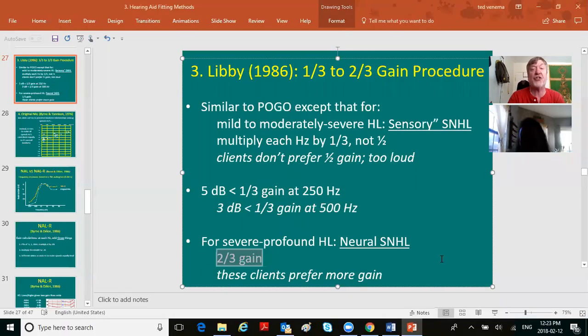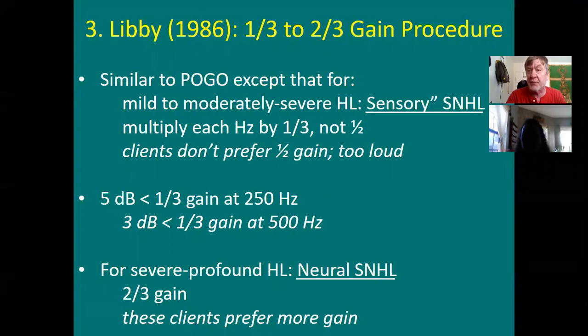And Libby was the one person who divided fitting methods into two. And he said, I'm going to give one third gain for outer hair cell damage, two thirds gain for inner hair cell damage. Because inner hair cell damage requires a lot more gain because their speech recognition is poor. And these people need to hear everything that they can possibly get. So he's the only one, it seems to me, that seemed to divide sensory from neural. That's the interesting thing, I think, about Libby.